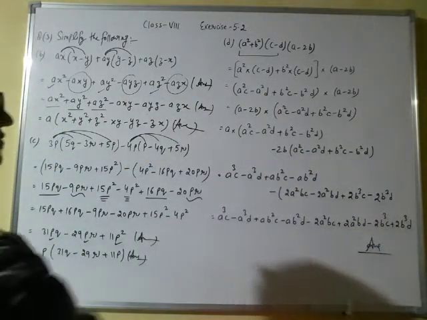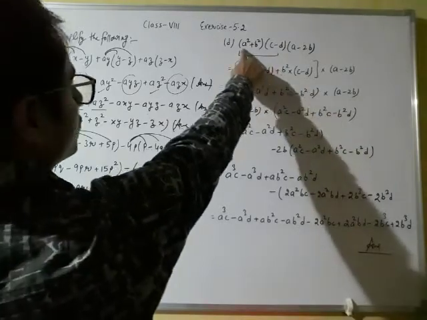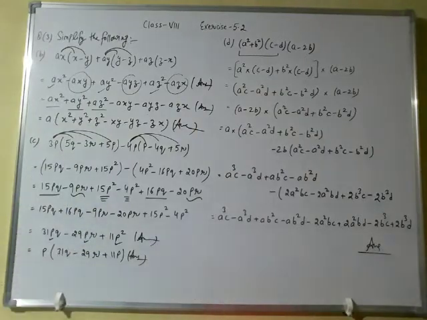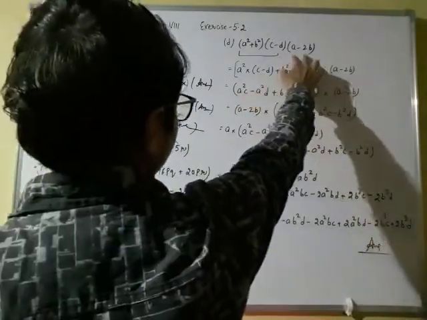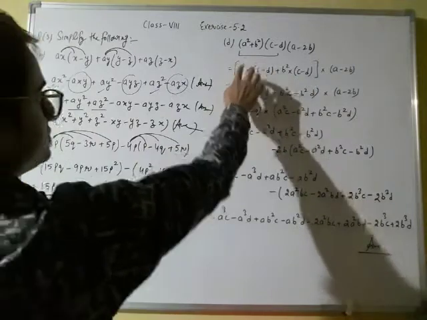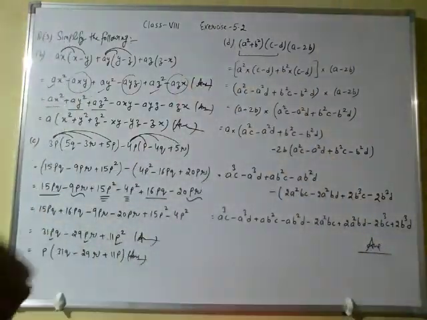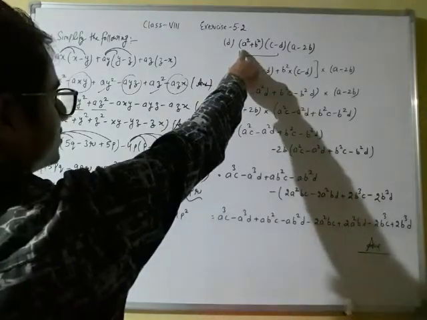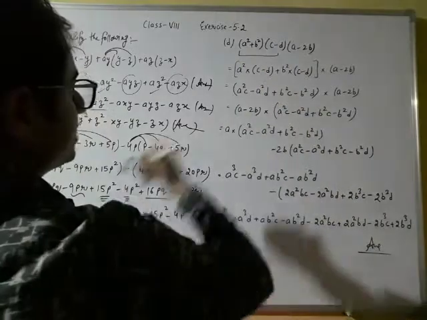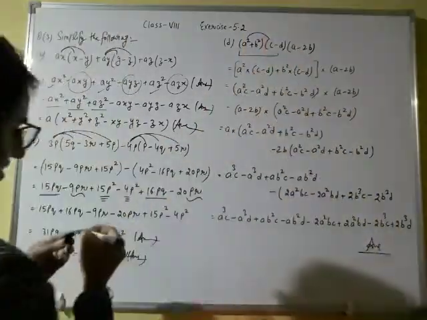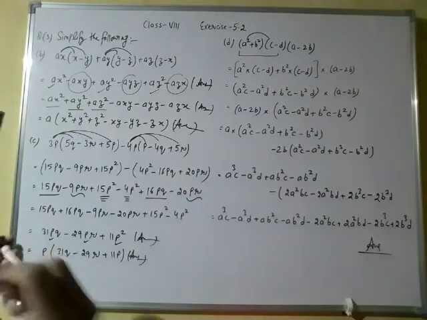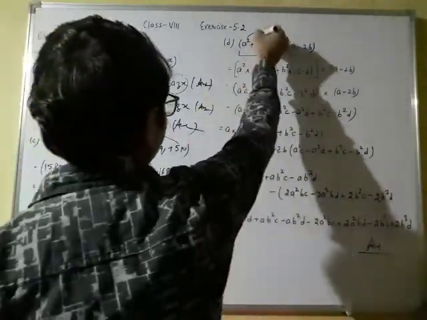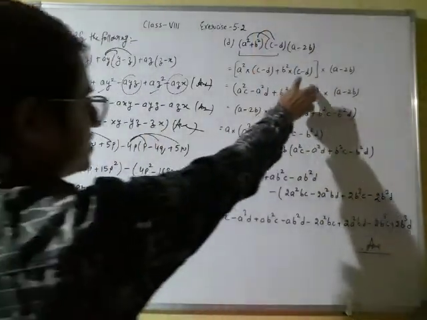So in the first step we are going to multiply a square plus b square along with c minus d, and then we will multiply the result by a minus 2b. So we have put, when we have to multiply two binomials, we take the first term of the first binomial and multiply by c minus d. So a square will multiply by c minus d. Then we will take the second term of the first binomial, that is b square, and b square will multiply by the second binomial c minus d.